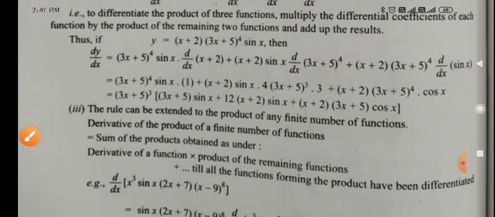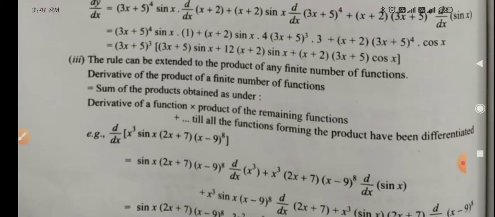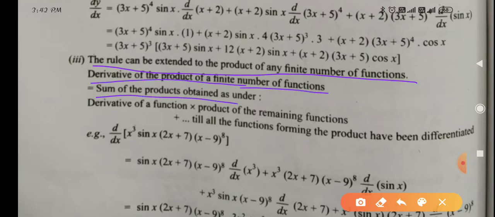You can see they are giving the rule can be extended to the product of any finite number of functions. Derivative of the product of a finite number of functions is the sum of the products obtained as under: derivative of a function, product of the remaining functions, plus, till all the functions forming the product have been differentiated. So like this you can produce.